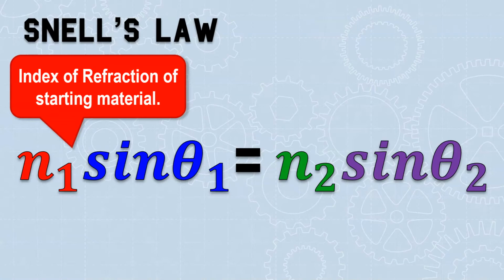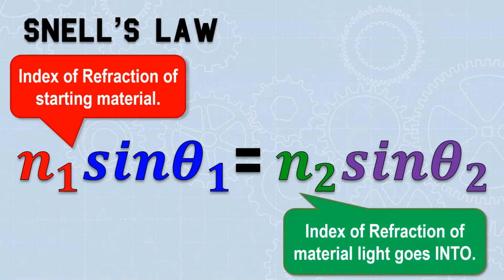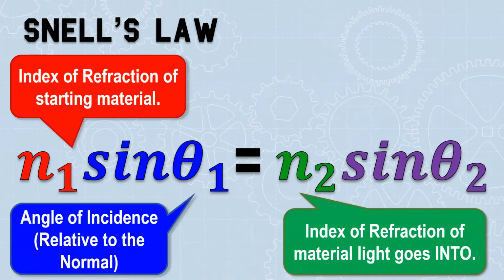N1 is the index of refraction from your starting material. Most times, this is air. This is a coefficient of 1. If we're talking about N2, this is the index of refraction of the material that light is going into. It's the second material's index of refraction.